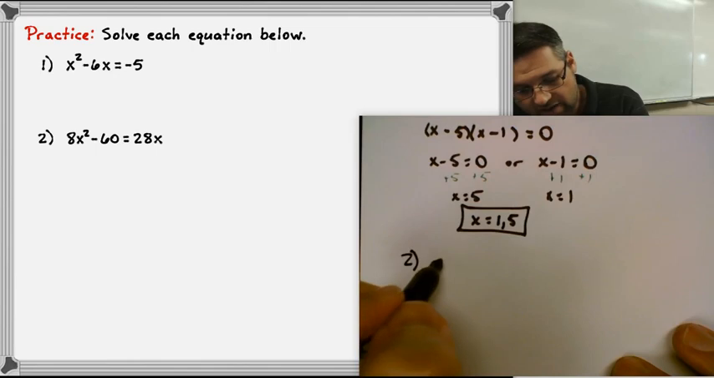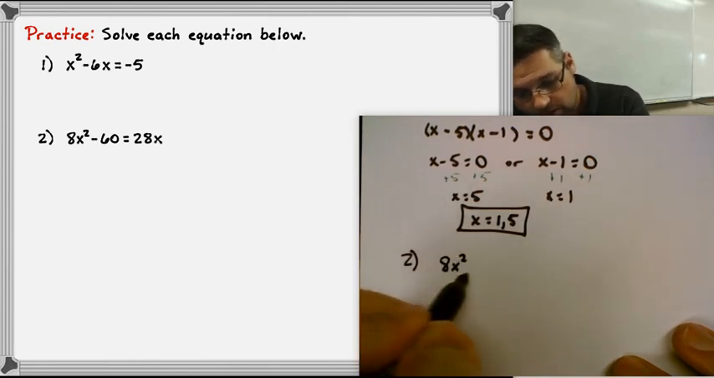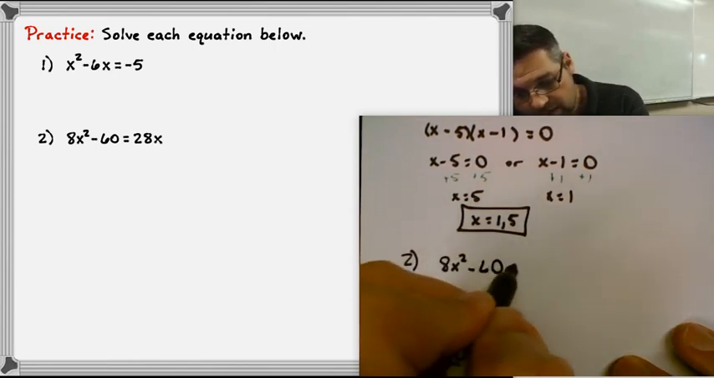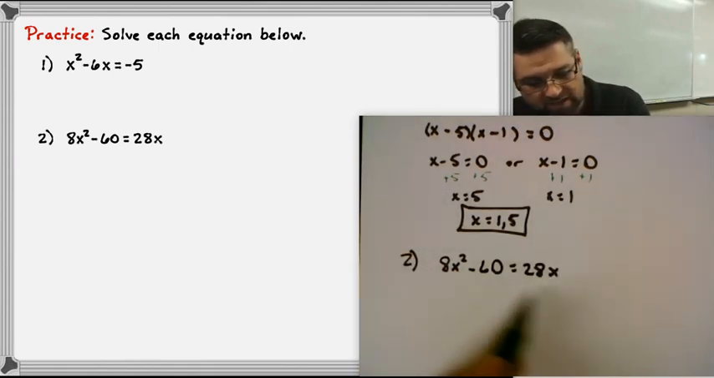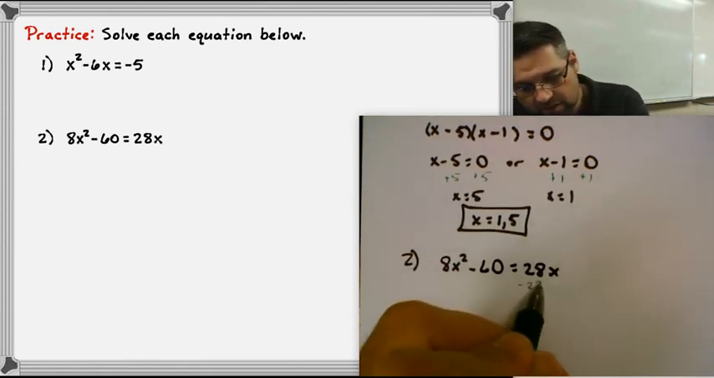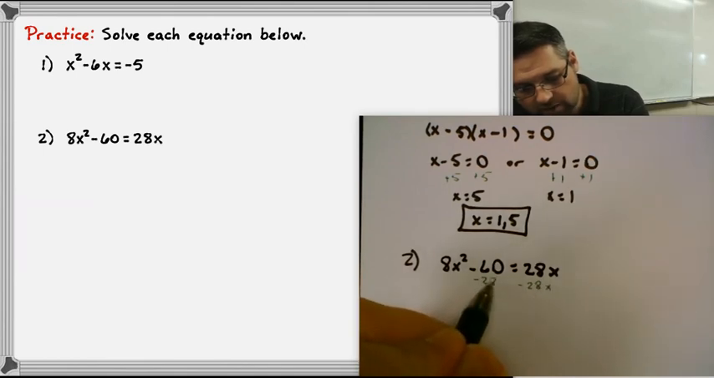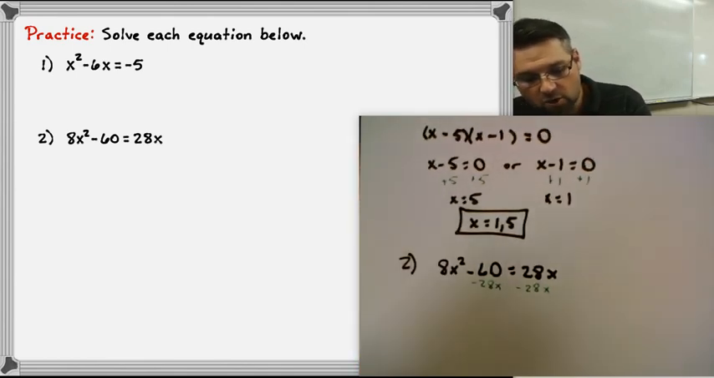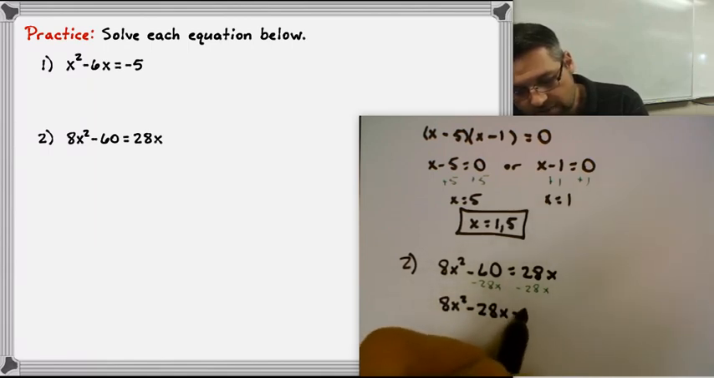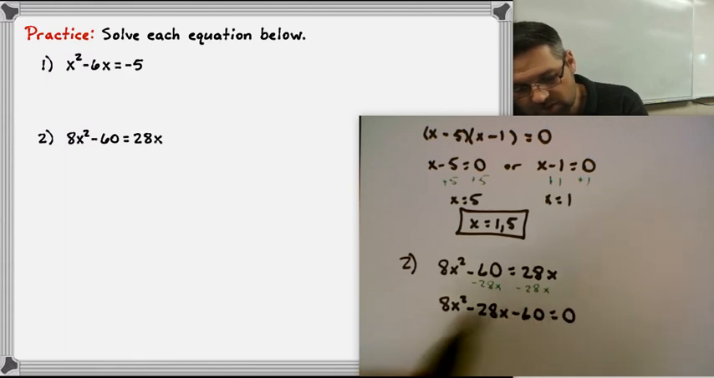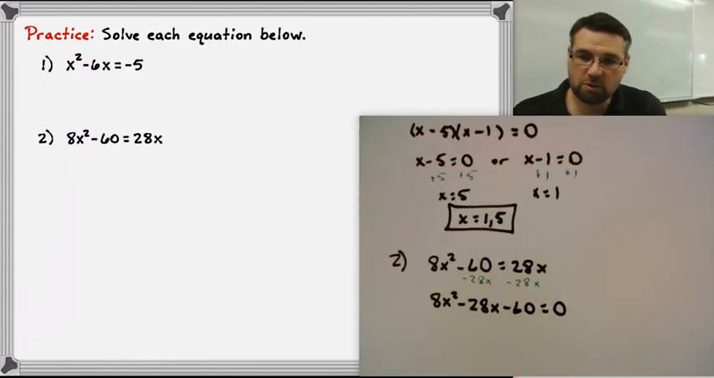For number 2, we have 8x squared minus 60 equals 28x. So we're going to move everything over to one side. In this case, I'm going to move it to the left again. So I'm going to subtract the 28x. And again, I can't combine those. Remember, when you write things, you want to write them in standard form. So it'll say 8x squared minus 28x minus 60 equals 0. So I got everything equal to 0.